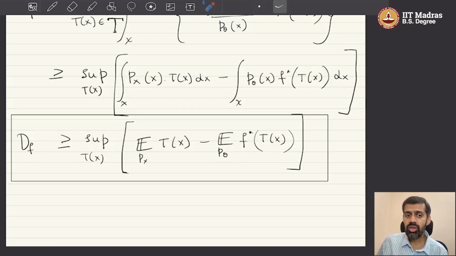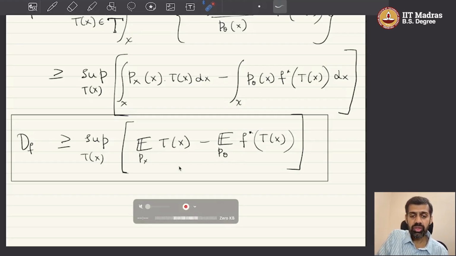Now in the next module we will see how to use this formulation, okay, that we have come up with, in building the generative model that we are interested in. Okay, so this brings us to the end of this particular module.